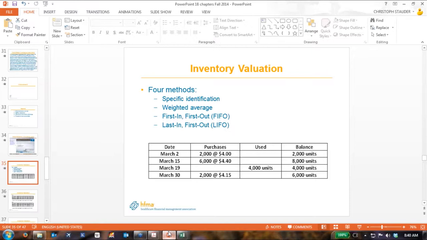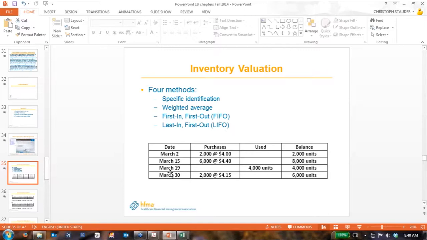So look at the data here. On March the 2nd, we bought 2,000 units of something at $4. So we now have 2,000 units on the shelf, pretending we started with nothing. On March the 15th, we bought 6,000 more, but the price had gone up a little bit meanwhile. So now we have 8,000 units on the shelf.